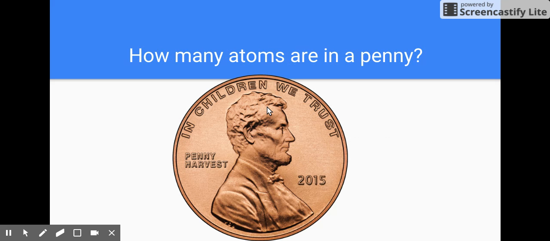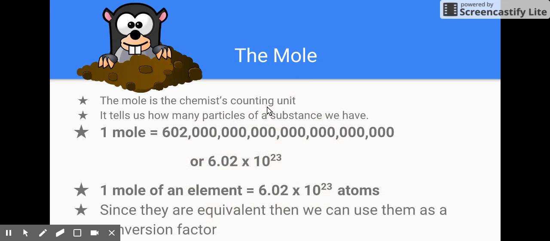So let's take a look at this penny. How many atoms do you think are in this penny? Obviously, you are not going to sit there and count them because we can't even see one single atom. What we can do is relate it to a mole, which we can then relate to mass, because mass is something that we can relate to. The mole is my counting unit. 1 mole is equal to 6.02 times 10 to the 23rd. So if I have 1 mole of anything, I have 6.02 times 10 to the 23rd of those things.